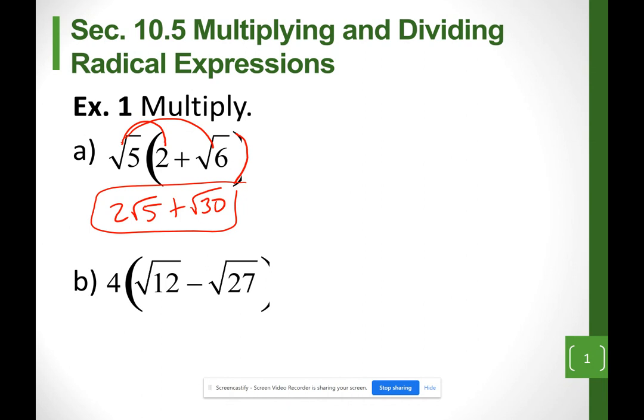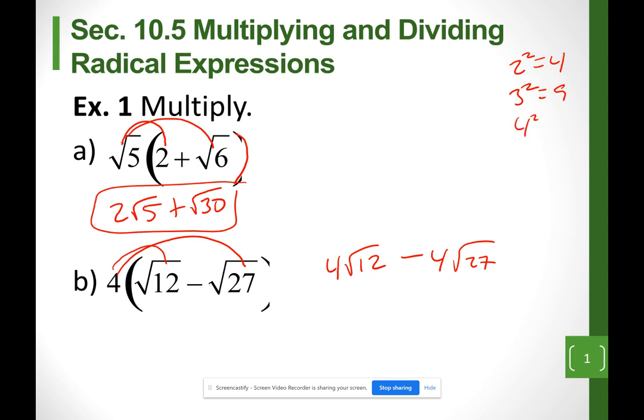Now let's take a look at the bottom. 4 times square root of 12. I'm just going to call that 4 square root of 12. Now here, I'm going to have minus 4 square root of 27. I mentioned in the previous example that if you can simplify your radicals, do so. Remember, I'm dealing with square roots, so I'm dealing with perfect squares. So I know 2 squared is 4, 3 squared is 9, 4 squared is 16, on and on. So I'm going to break this as 4, my 4 on the front. Now square root of 12, I'm going to break that as 4 times 3.